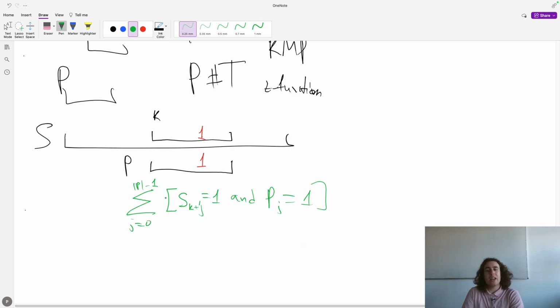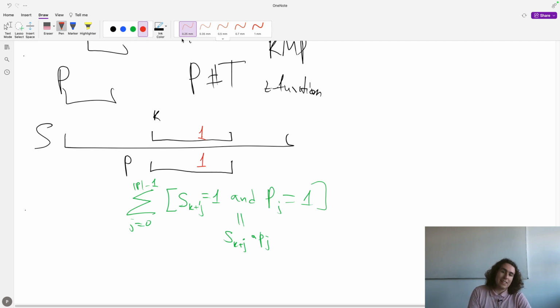So we want to count how many positions satisfy this constraint. But if these values are zeros and ones, then this is the same as just multiplying these two characters, right? If any of them is 0, the result is going to be 0, so we're not going to add anything to the answer. But if both of them are 1, we're going to add 1 to the answer. So this way, if we just run FFT, kind of FFT, right?